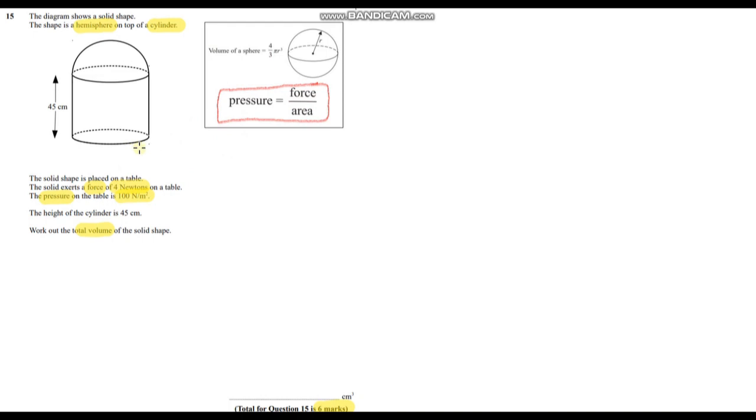So the pressure is equal to the force times the area. So if we rearrange this formula to put it in terms of the area, that means that the area is equal to the force divided by the pressure. Okay, so we're working out the area of this circle. Okay, because it's the area.